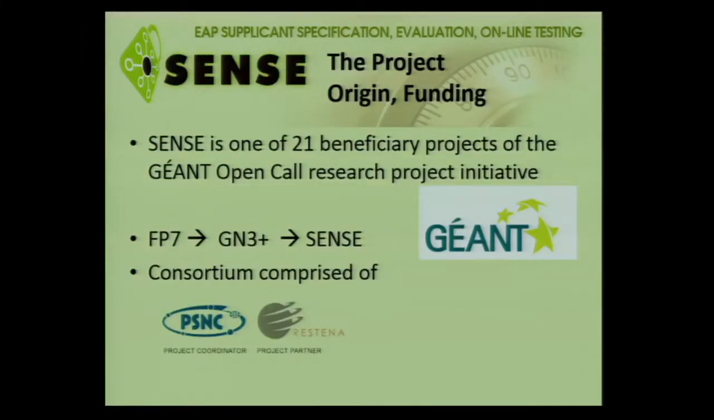So let's first talk about where this SENS thing came from. We are part of the GEANT Open Call initiative, just like the MEAL project, which was presenting before me. There are 21 of those, and basically it's venture capital handed out by GEANT. So the second bullet is how the money flows. This is actually FP7 money from the European Commission going to the GN3plus project, but they're obliged to give it out to those micro projects which they find worthy of funding, and SENS is one of those. SENS is a consortium comprised of 2 NRENs, PSNC in Poland and Restena in Luxembourg.